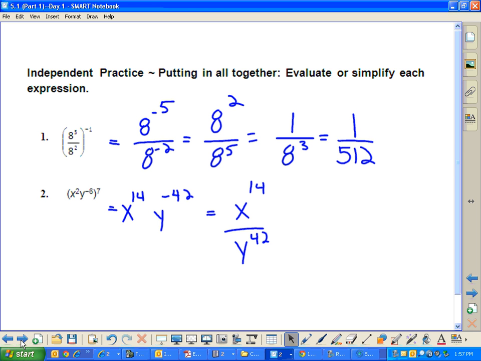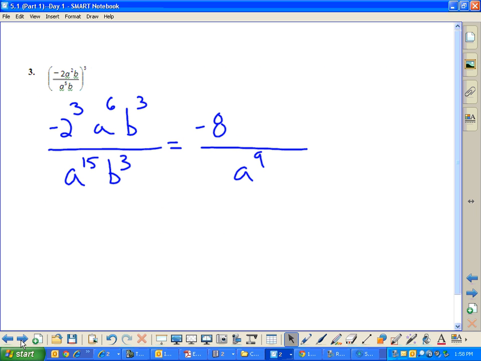Mixing it up on that last independent practice there, 1 over 512 for number 1. Number 2, x to the 14th over y to the 42nd. Again, it's only the thing that has the negative exponent that has to move. Yeah, what's up? Oh, yep. And number 3, you have negative 8 over a to the 9th.